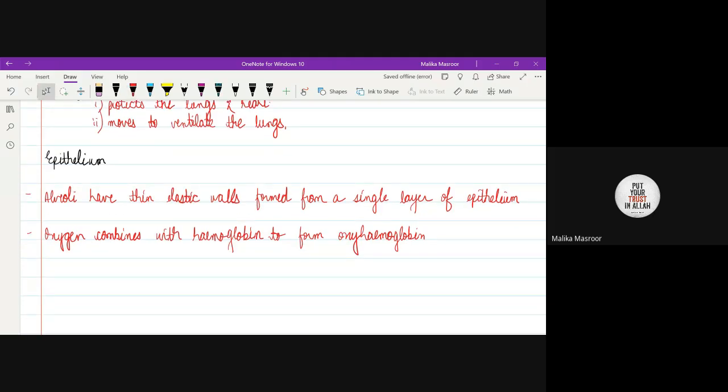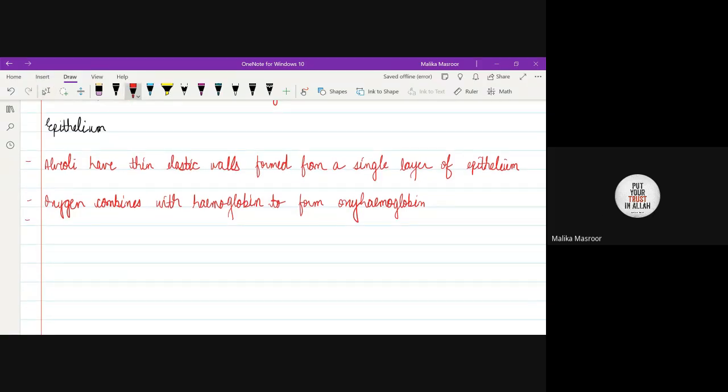And carbon dioxide in the plasma is released when hydrogen carbonate ions, HCO3 negative ions, break down to form carbon dioxide and water.